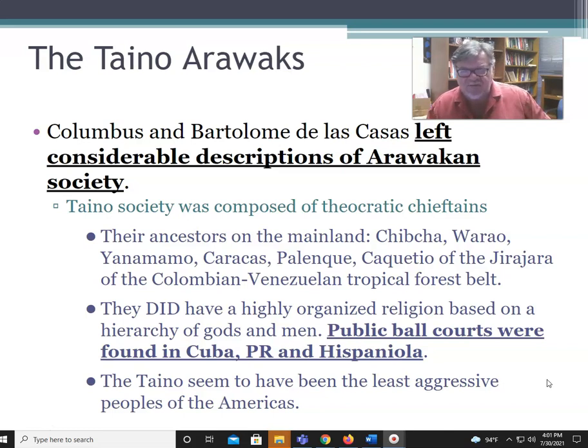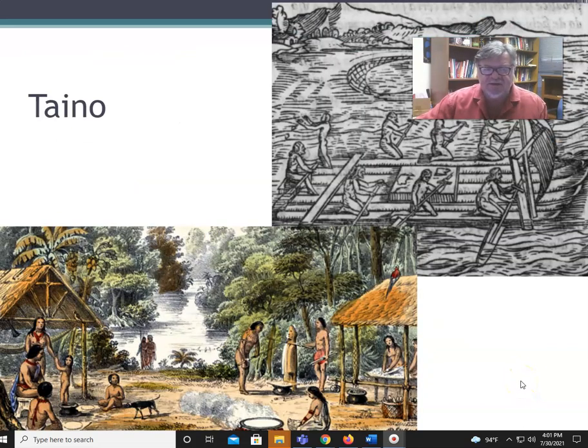The Chibcha are Colombian, Warao, Yanomamo, which are in Venezuela, Caracas, Palenque, Cacatillo of the Jirajara of the Colombian Venezuelan tropical forest belt. They did have a highly organized religious belief worldview based on a hierarchy of gods and men. Public ball courts were found in Cuba, Puerto Rico, and Hispaniola. The Tainos seem to have been the least aggressive people of the Americas.